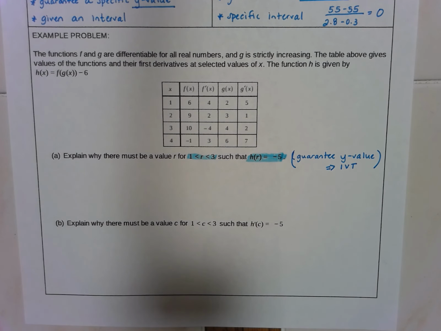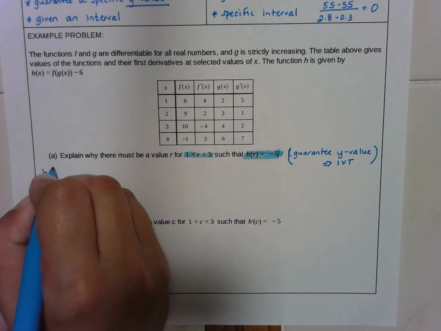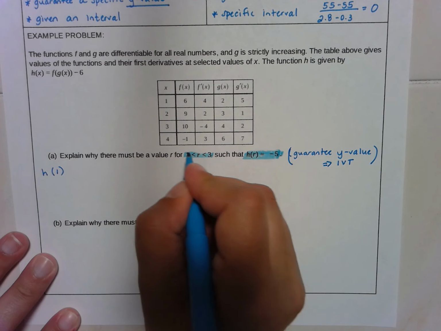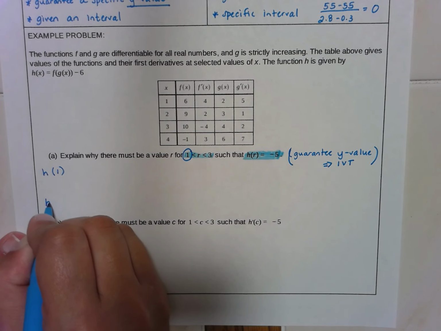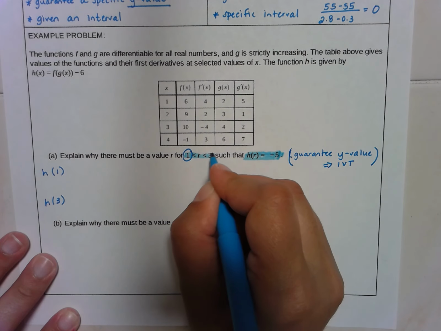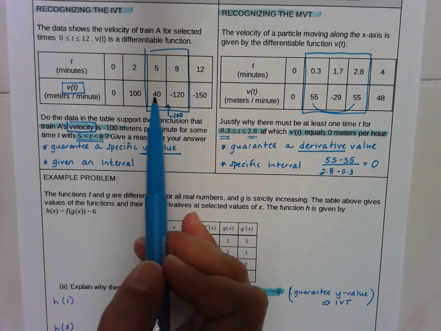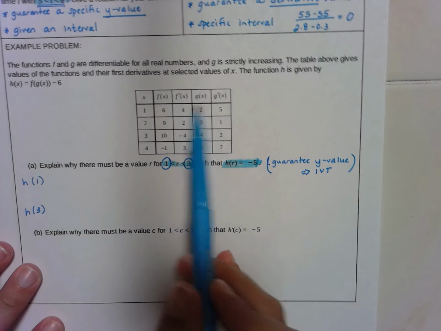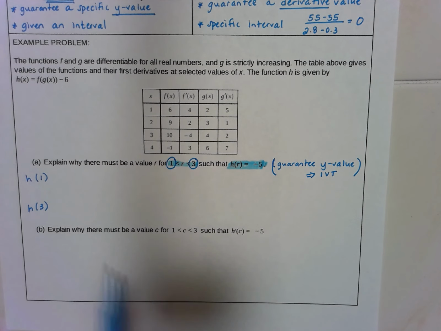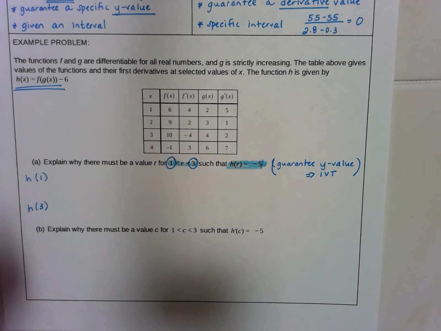In order to determine that we can actually guarantee this, we need to find h of 1, which is the first x here, and we need to find h of 3, which is the second x here. Unlike the previous problem where we already had velocity values in our table, here we don't have h values in our table. But since h of x is related to f and g, we can find those values using what we have in our table.